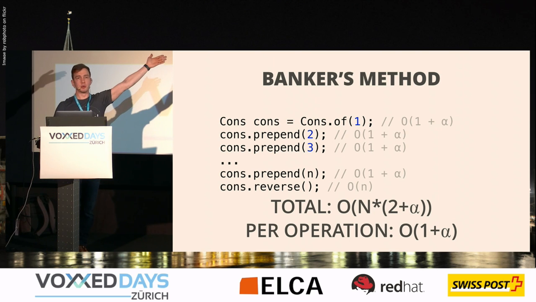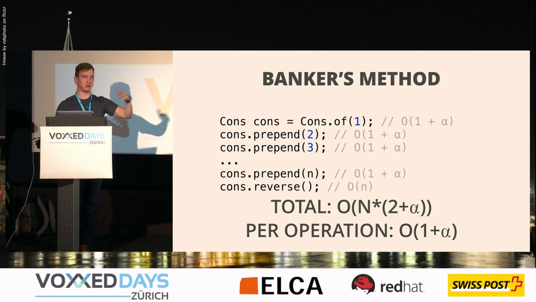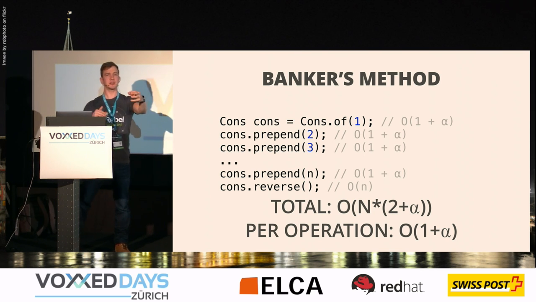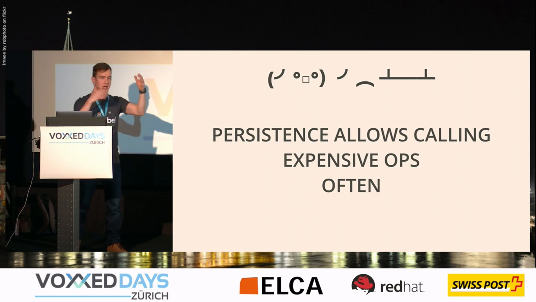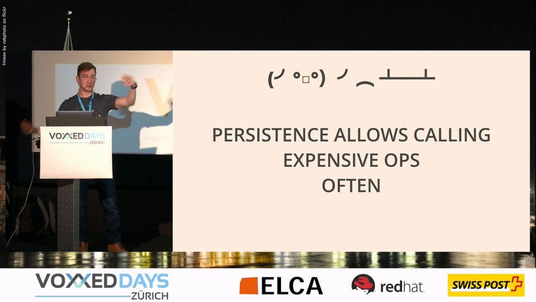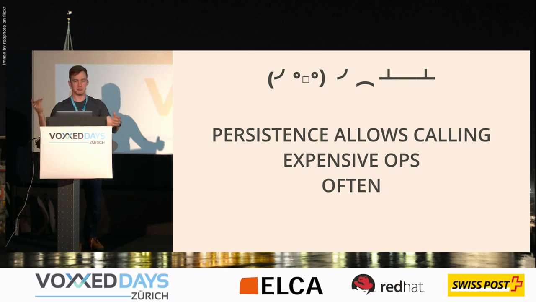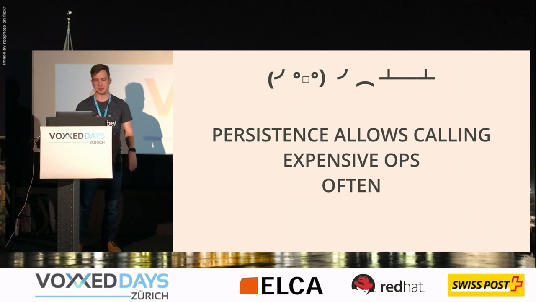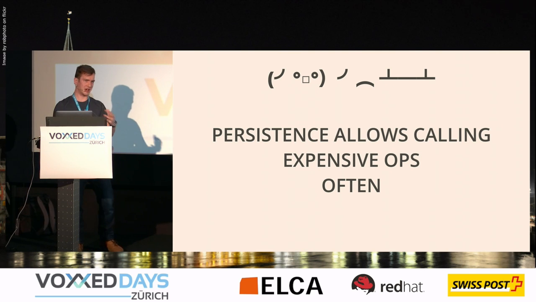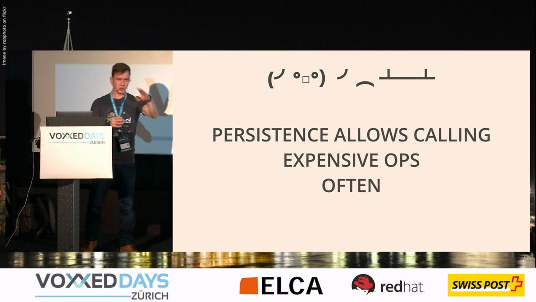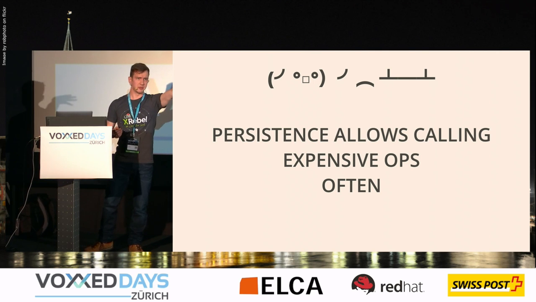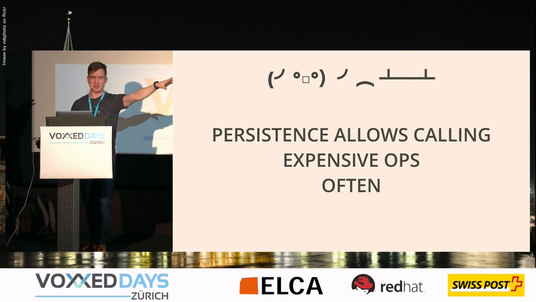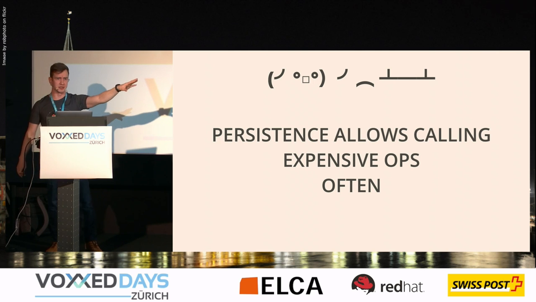So the problem with this obviously is, and you could ask me, what if I don't call the prepend and cheap operations often enough? What if I just use the expensive operations? Right? And if you have the code and you expose the API, you will have people on your team or in some other department who only call expensive operations just to make your life harder.